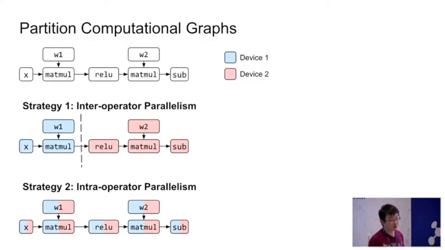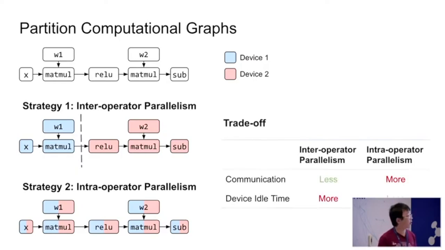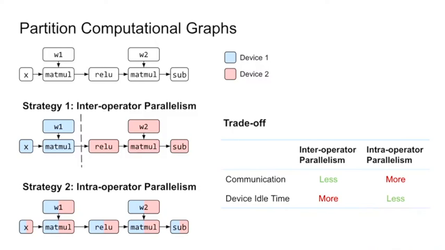So in summary, this page shows two basic patterns of how to perform model parallelism, how to partition the graph. As I just mentioned, there are trade-offs between these two methods. Inter-operator parallelism requires less communication, but has more device idle time. And intra-operator parallelism requires more communication, but the devices are always busy.